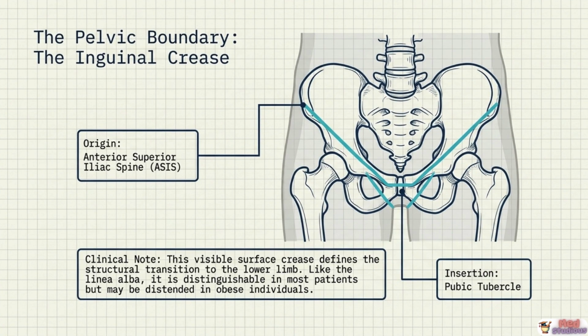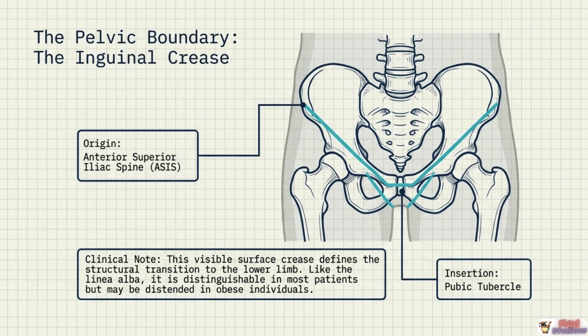Descending from the abdomen into the pelvic region, we reach one of the most important surface boundaries in clinical anatomy, the inguinal crease. The inguinal crease is the visible skin fold that runs obliquely across the front of the hip, marking the structural transition zone between the anterior abdominal wall and the anterior thigh, between the trunk and the lower limb. It runs from the anterior superior iliac spine, the ASIS, as its origin, diagonally downward and medially to the pubic tubercle as its insertion point.